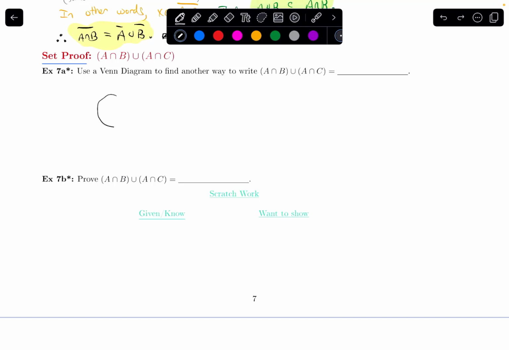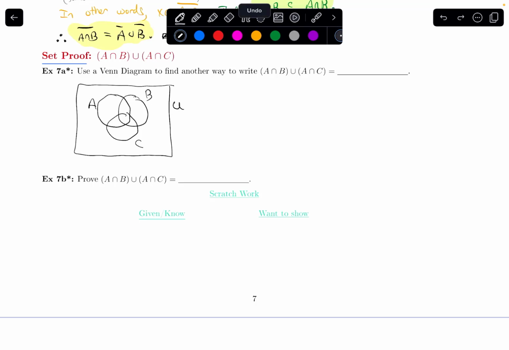To get this started, let's draw circles for A, B, and C. And they are going to be within some universal set, which I'll call U. So let's shade this in. A intersected with B is the region common to both A and B. A intersected with C is the region common to both A and C.